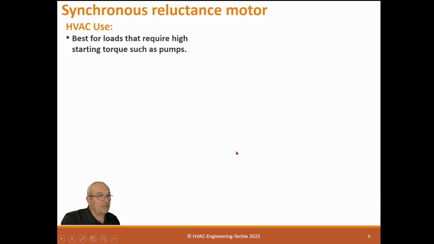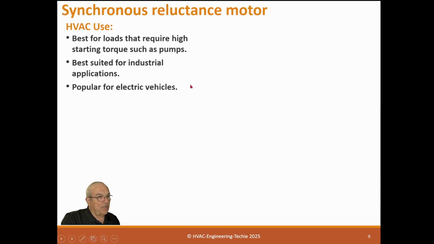How are they used? Best for loads that require high starting torque, such as pumps. Best suited for industrial application, popular for electric vehicles. Most all electric vehicles use synchronous reluctance motors, and we'll get to them in a little bit. I'll show you what they're like. Well, here's one right now, a synchronous reluctance motor. I guess that's what we're talking about.